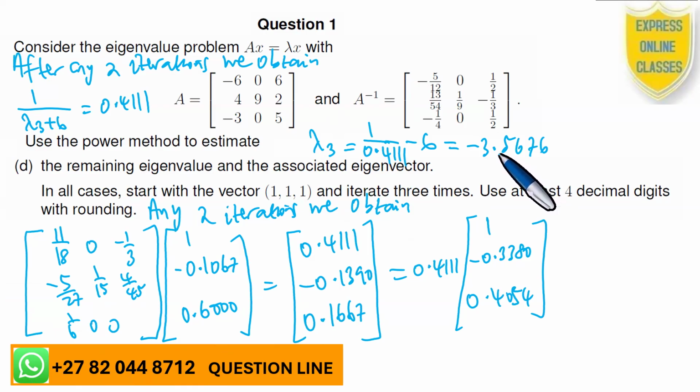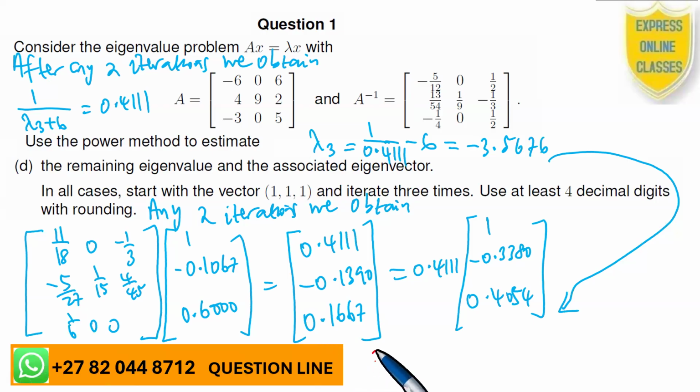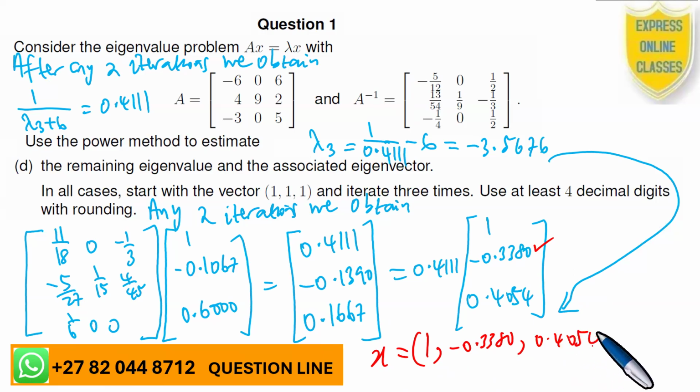So we have done so well. And now, because of this, it therefore means the eigenvector. Bring it here. So X, you'd have 1. The eigenvector is this one, and then you pick this one, minus 0.3380. And then you have the last one, 0.4054. Okay.